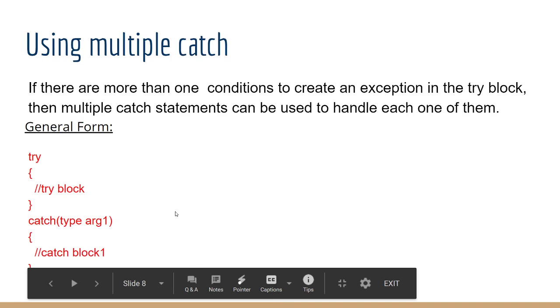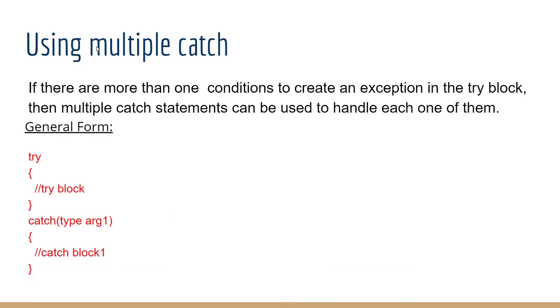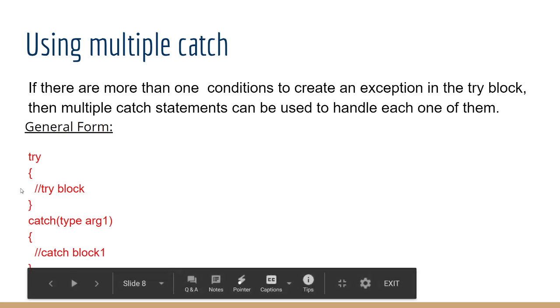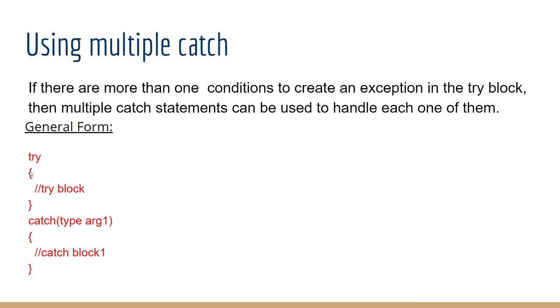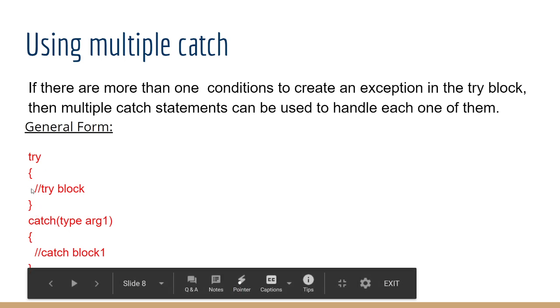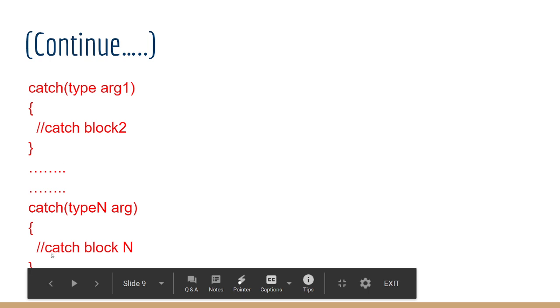So next is using multiple catch blocks. If there is more than one condition that creates an exception in the try block, that is, if your code contains more than one exception, then you can use multiple catch blocks to handle all those exceptions. This is the general form of multiple catch blocks. Here I have a single try block and catch block 1, catch block 2, up to catch block n.